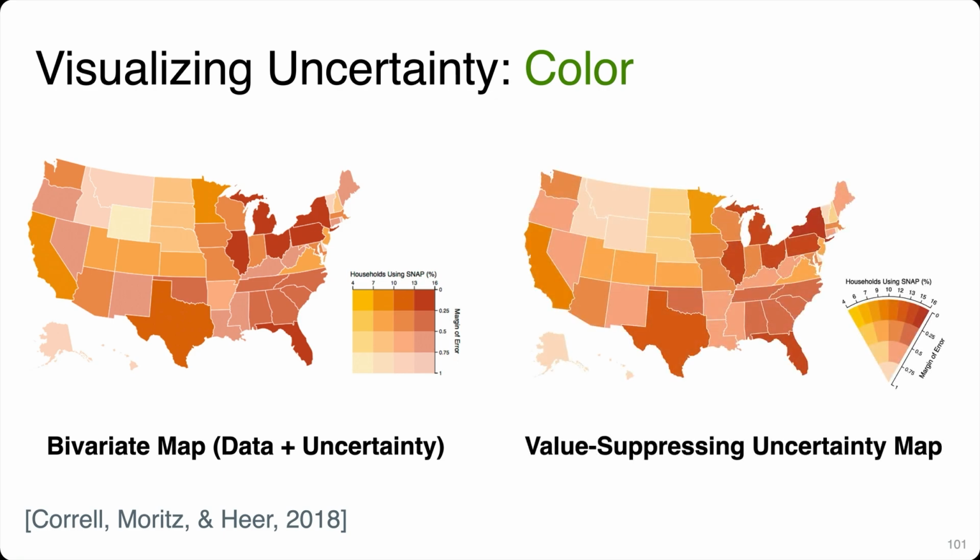The really cool one, though, is this value suppressing uncertainty map. And what it does, if you notice down here, is that it collapses values for which the data is uncertain. That means that when there's high levels of uncertainty, it is actually harder for the reader to figure out what amount of households are using SNAP. So what it essentially does is it forces people to be more conservative in their judgments when there is high uncertainty. Very cool, right? There's lots of caveats for that.